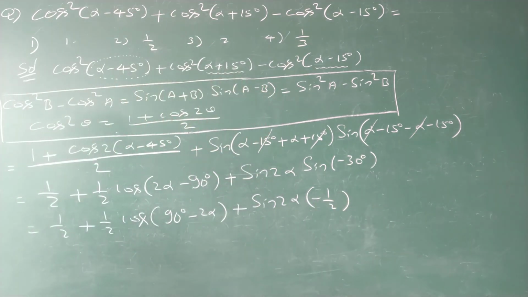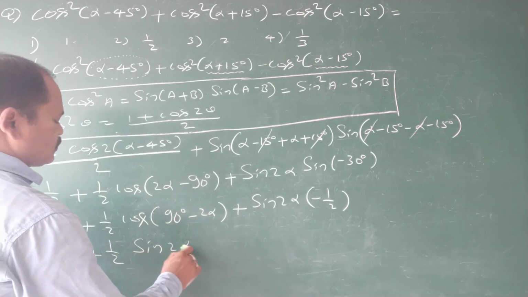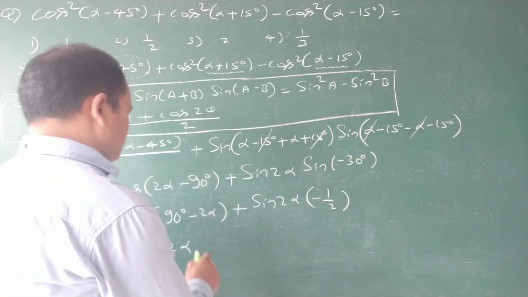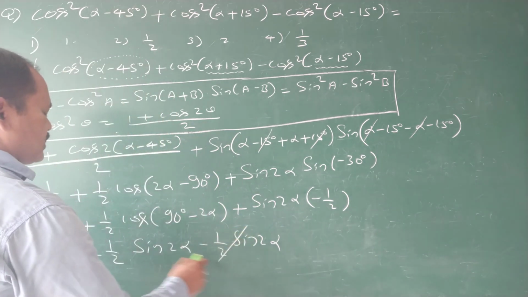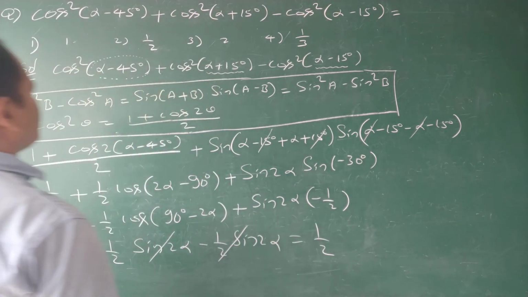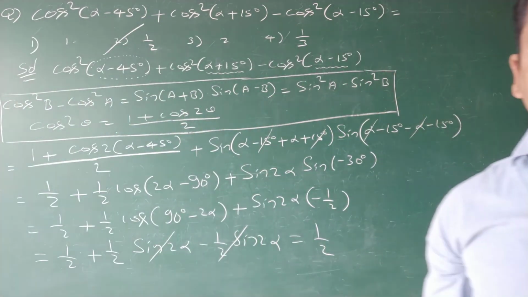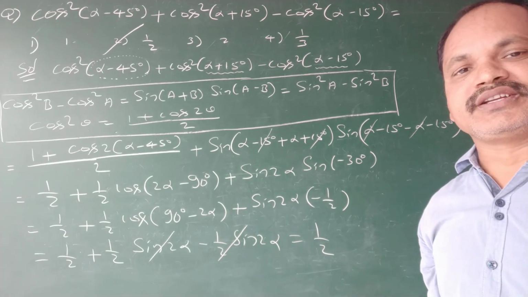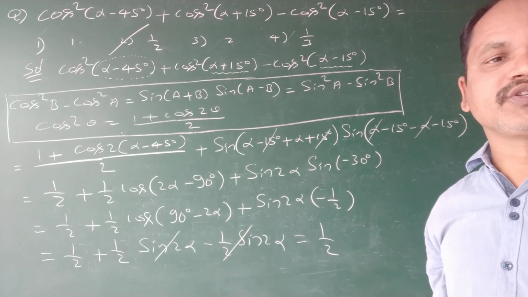That's all. Now from this we write here it is 1 by 2 plus 1 by 2 cos(90 minus 2 alpha) is sine 2 alpha, and here it is minus 1 by 2 sine 2 alpha. That's why these two get cancelled. Now the answer is 1 by 2, that is the second option. So that is the required result, answer is 1 by 2. Okay. Now we are going to one more question, depending upon this concept.